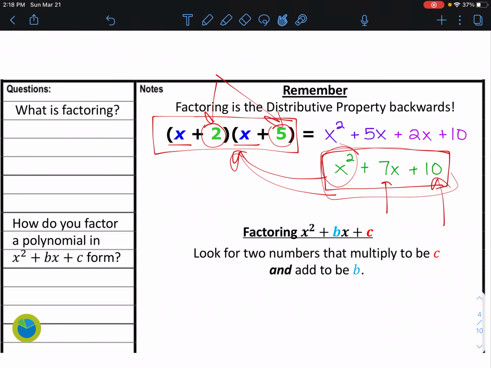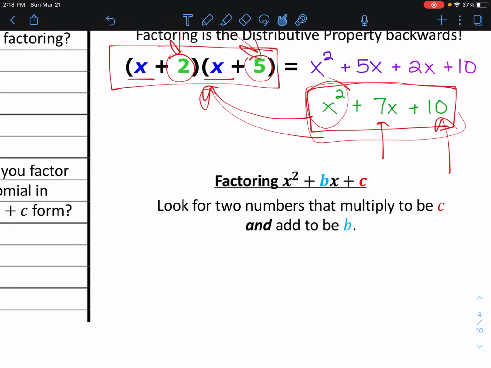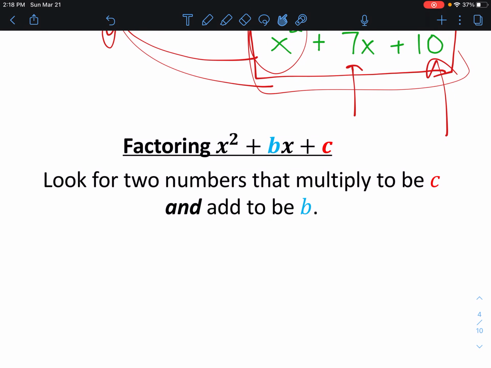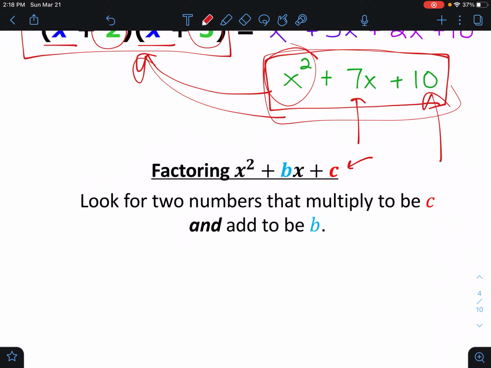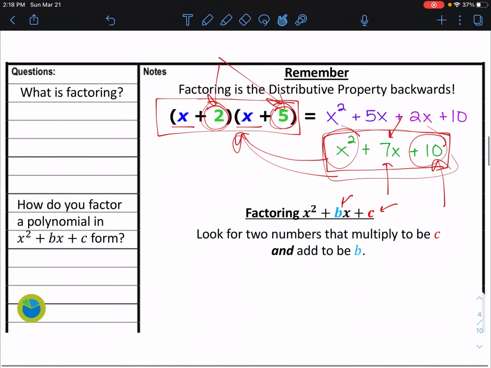So really, what are we looking at? We're looking at 2 numbers. In order to factor this, we want 2 numbers that multiply to be this c term here, this thing right here, okay? And in that case, that was 10. So we want 2 numbers that multiply to be 10, but also add up to be b. In this case, that would be 7. So 2 numbers that multiply to be 10 and also add to be 7 were 2 and 5, those 2 green numbers. So that's what we're going to do, and that's how we'll set it up.